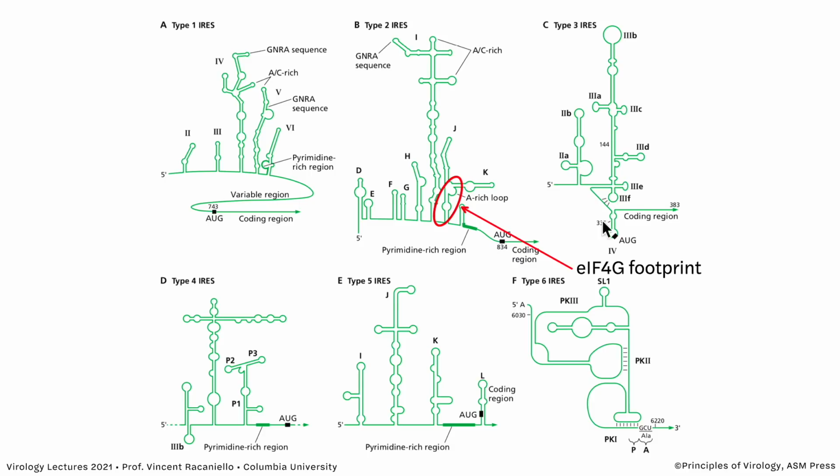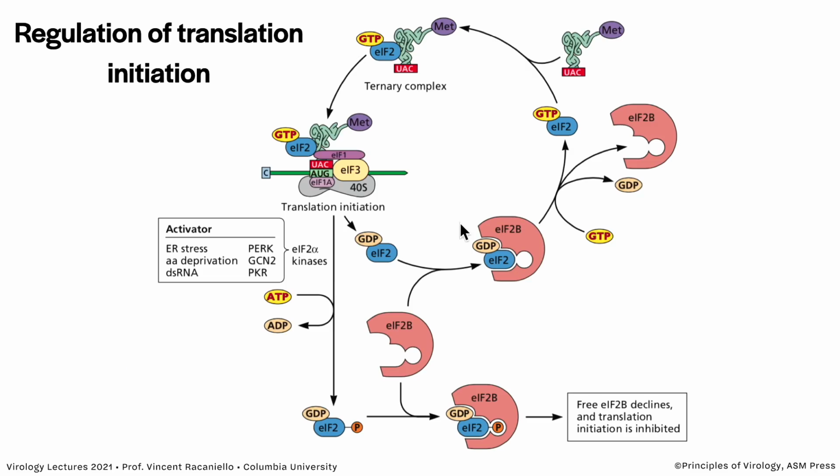And these are some other kinds of IRESes, different structures. There's actually no sequence in common among these IRESes. You can't identify an IRES by looking at sequence. You have to do an assay. You have to show that it leads to internal initiation, which is typically done by putting an IRES in between two open reading frames and showing that the second one can be translated, which would normally not happen if there weren't an internal initiation there. There are other ways that translation is regulated.